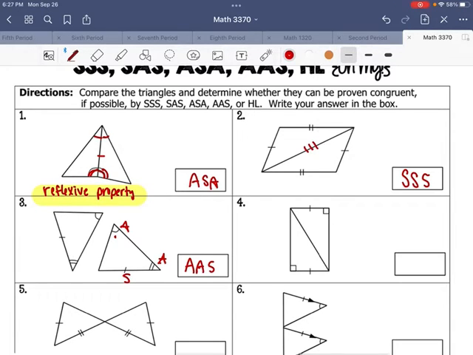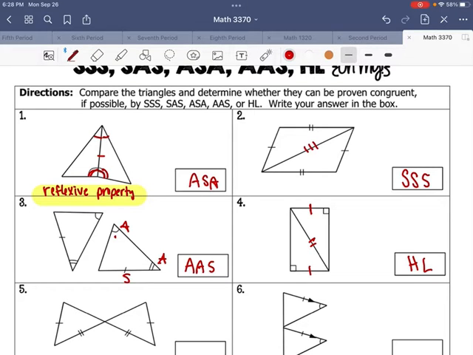between the angles. This is a right triangle, so you can assume that it's HL, but you can start there, and then if it's not HL, you can check the other ones. We do have a leg congruent, and then here's the hypotenuse congruent, so it is HL.